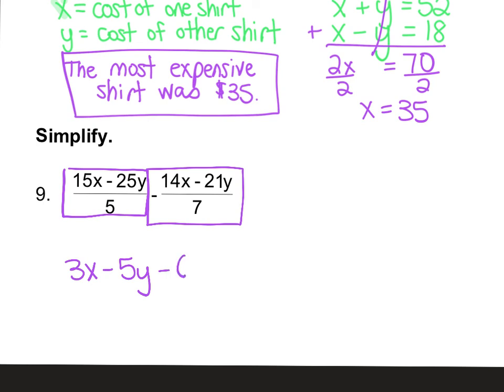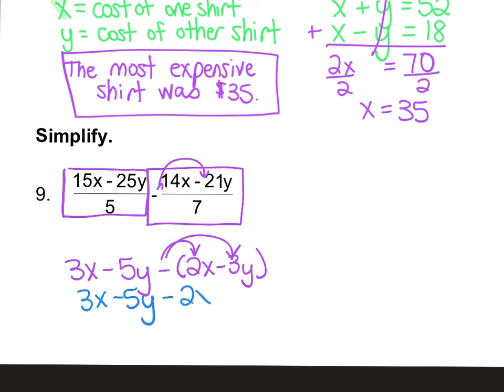But I need to be careful and put parentheses around that, because really what's happening is that negative would have to distribute up here. Okay? If you wanted to go ahead and do that first, you could. So 14 divided by 7 is 2, and then x. Negative 21 divided by 7 is negative 3, and then y. But I do need to distribute that negative. So if you did it first, great. If you're doing it now, that is also fine.